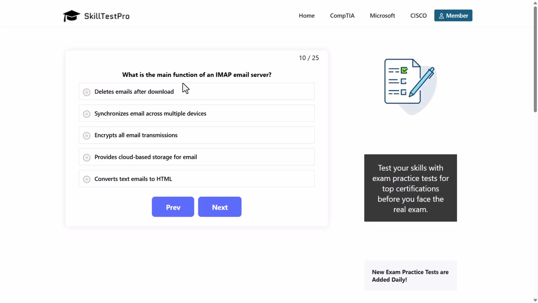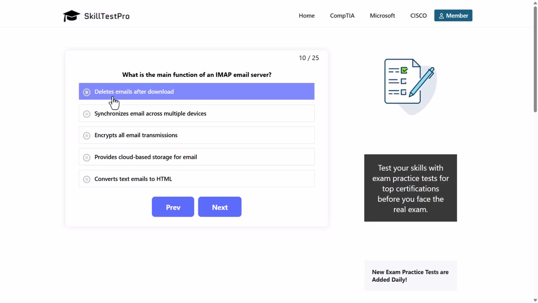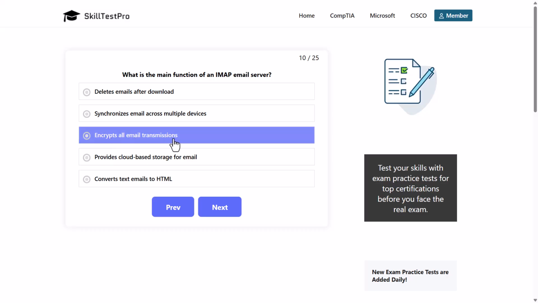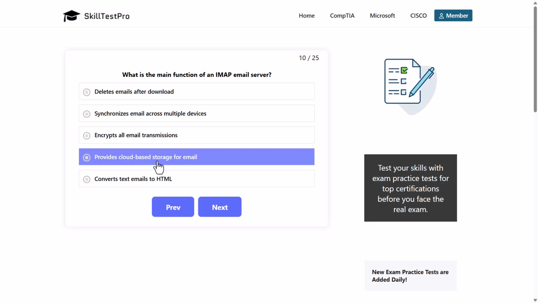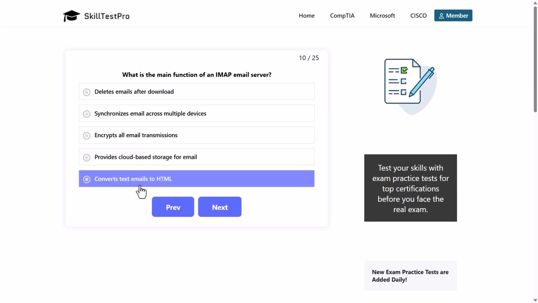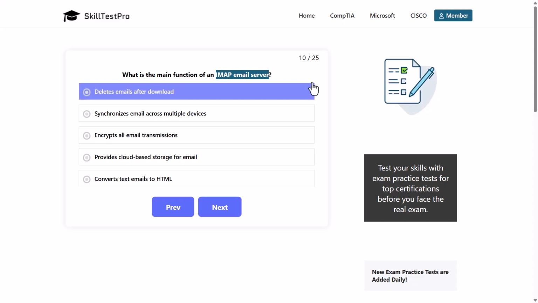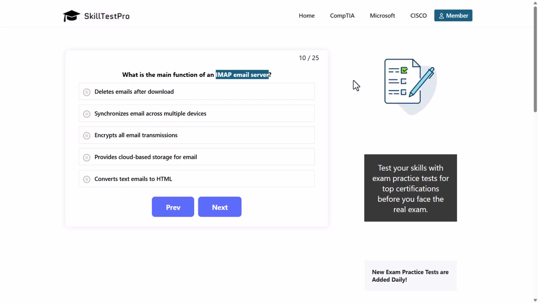What is the main function of an IMAP email server? Deletes emails after download, synchronizes emails across multiple devices, encrypts all email transmissions, provides cloud-based storage for email, or converts text emails to HTML. So what is the main function of an IMAP email server?